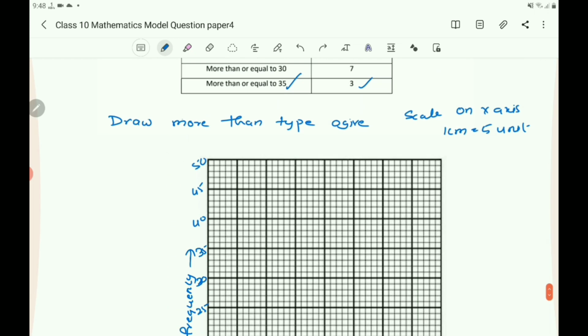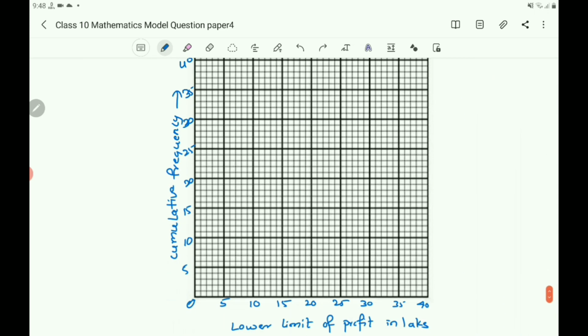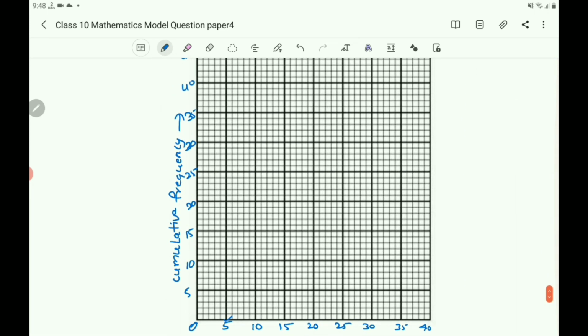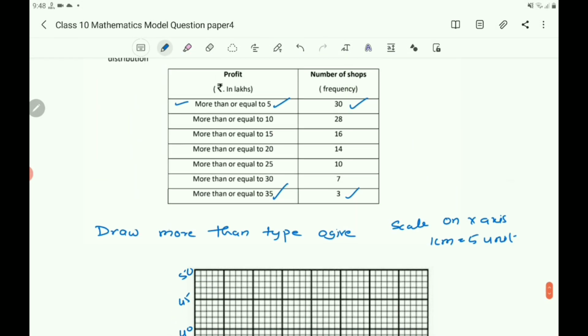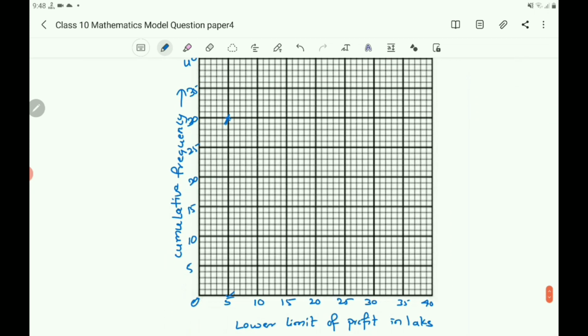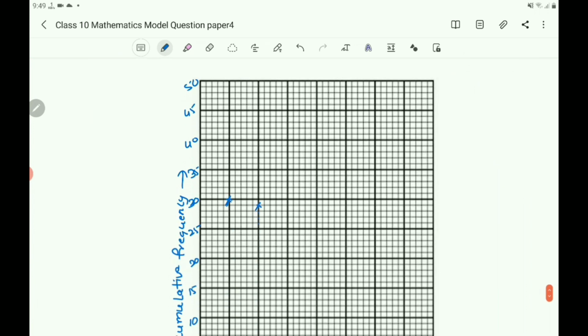Now the first one, what is there? More than or equal to 5, 30. So if 5 is there, you go straight to 30. 30 comes here. Then next, more than 10, 28. So 10 is here, 28. 28 means you can take here 22, 24, 26, 28. 28 comes here. Then more than 15, 16.